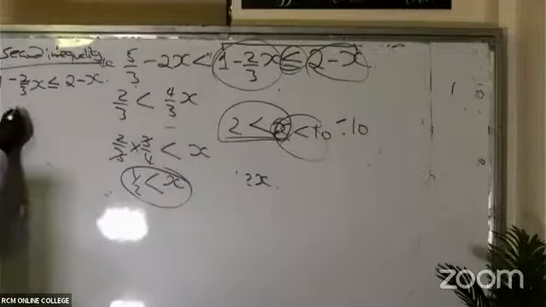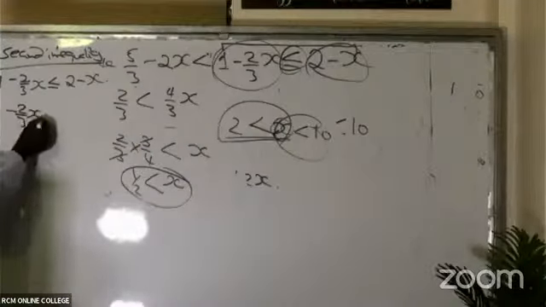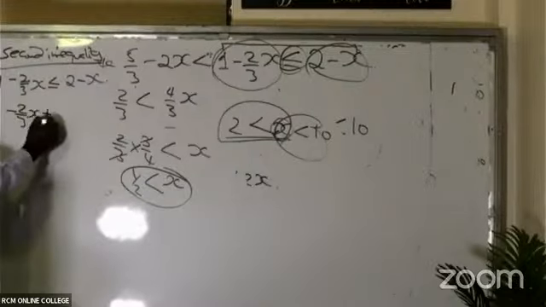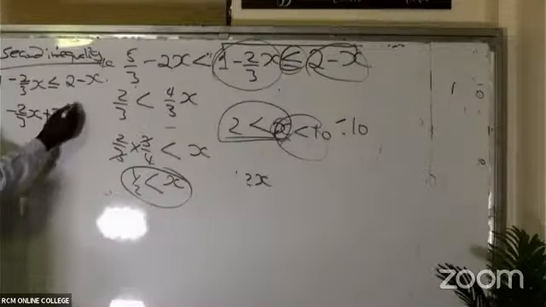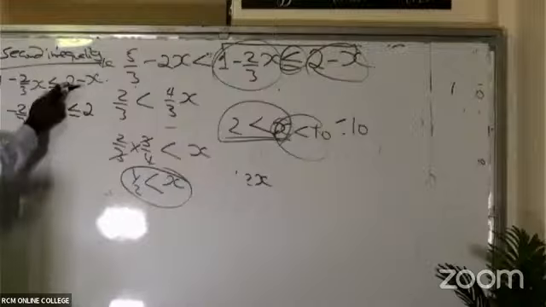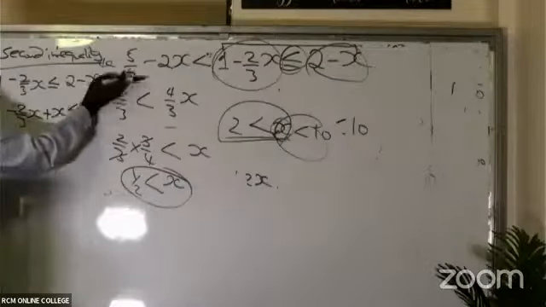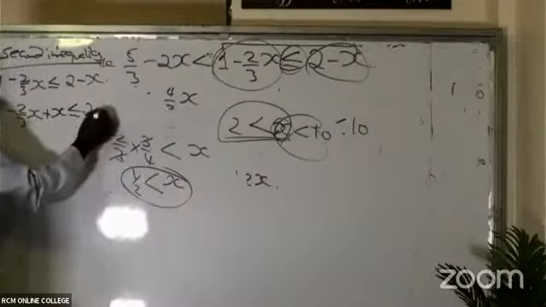So then it will be minus 2 over 3 x. This x crosses over, it becomes plus x, less or equal to 2. Then you see this 1 has to go the other way, so it becomes -1.